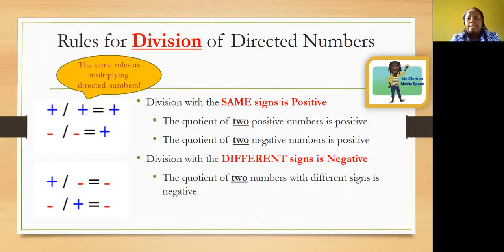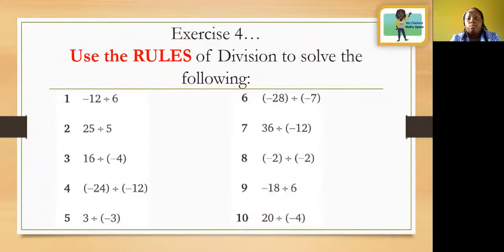So let's practice. Here are 10 simple questions that you can work out. We have negative 12 divided by 6. That's a negative divided by a positive, which would give me a negative result. And 12 divided by 6 is 2.